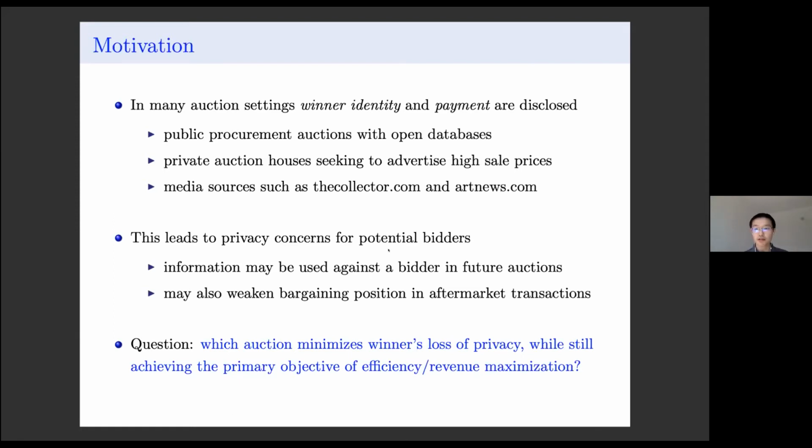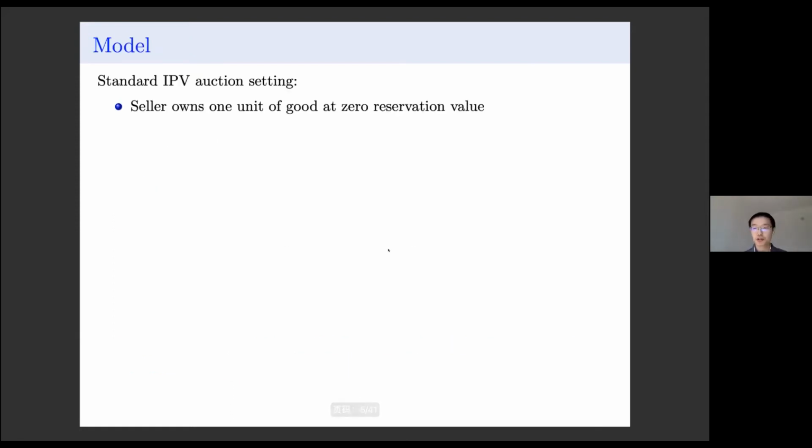So without further ado, let me just jump into the model. Of course, as you can already imagine, there is a large literature related to this work. I'm going to talk about the connection between our work and the existing literature after I present the model.